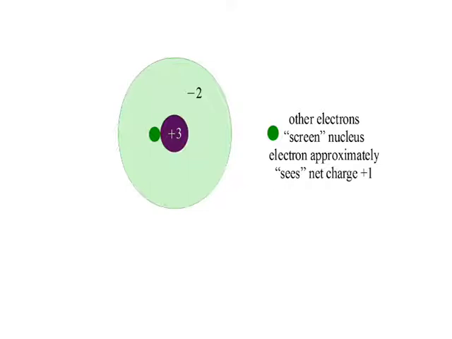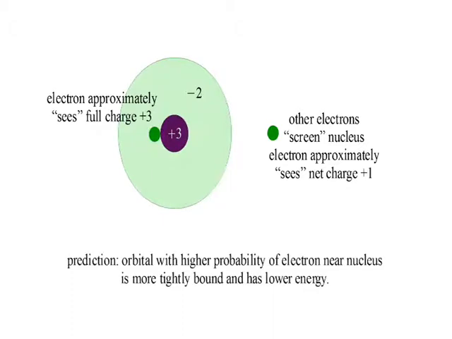But if it penetrates the 1s cloud and approaches the nucleus, the screening effect is much less. Therefore, the electron sees almost the entire nuclear charge of +3, and it will feel almost 3 times the force it would in a hydrogen atom. This leads us to predict that an orbital with a higher probability of the electron being near the nucleus is more tightly bound than it would be in a hydrogen atom, that is, it has a lower energy.